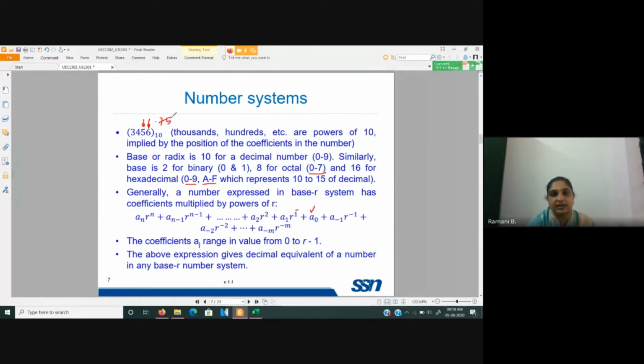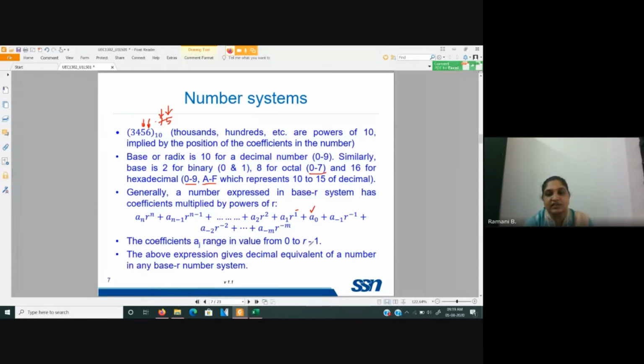We are giving the explanation representation. This 7 is considered as the -1 position, so this will be 7 into 10 power -1, and this is 5 into 10 power -2. That is the 1 by 10th position and the 1 by 100th position.